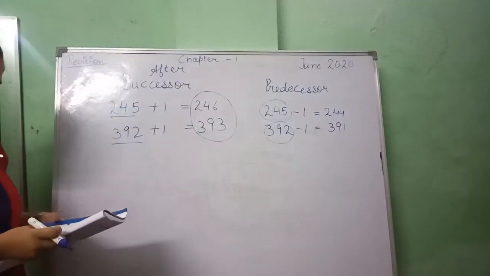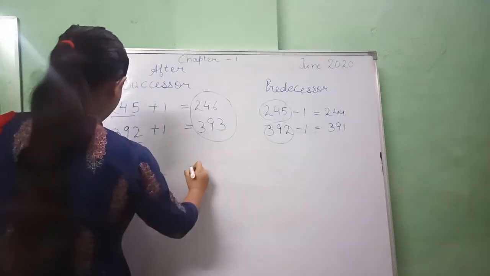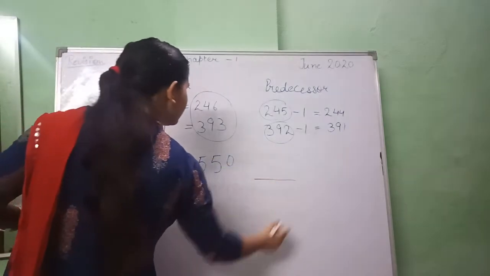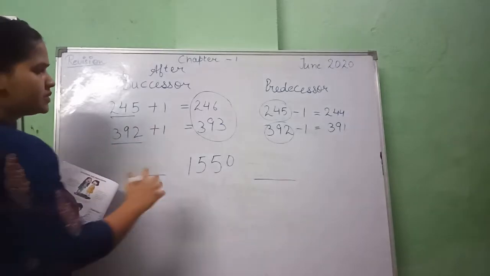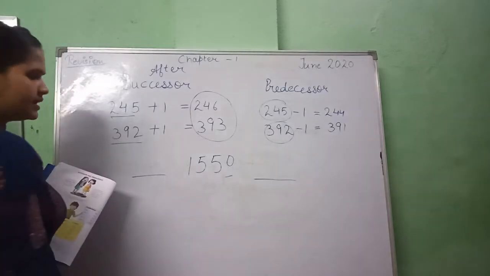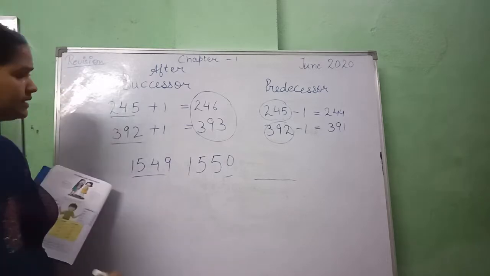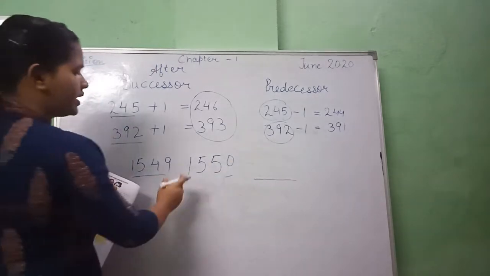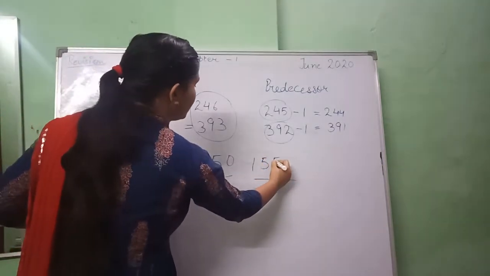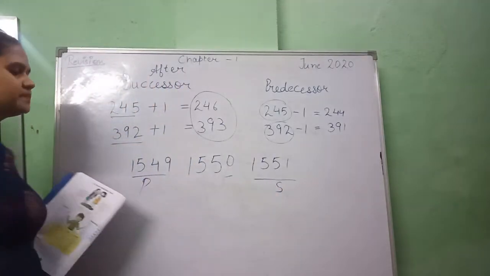So if the sum is given to you like this, we have to give the predecessor and successor. Before 1550 there is 1549, so we will write here 1549. And after 1550 there is 1551. So in this way we have done our successor and predecessor, right?